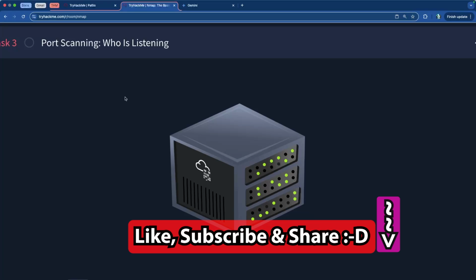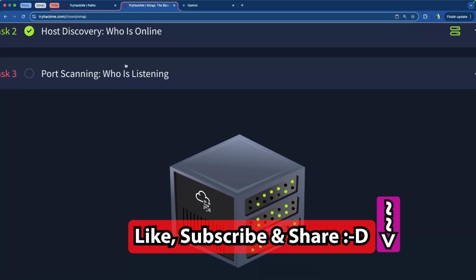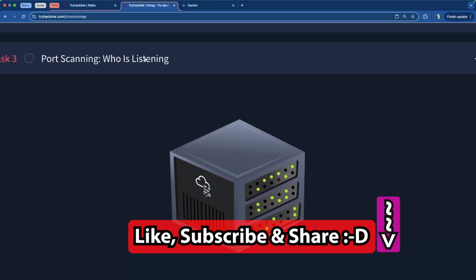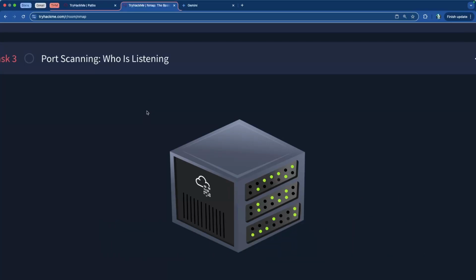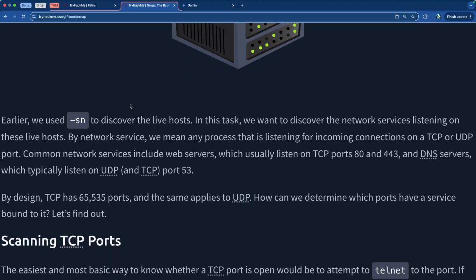So where the host scan was telling us who is online, port scanning is telling us who is listening. So from all of the devices that are online, on those devices, which ports are listening? That's basically what that means.